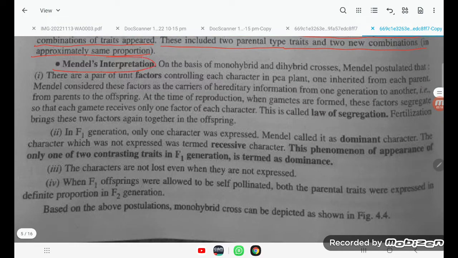What is Mendel's interpretation? On the basis of monohybrid and dihybrid crosses, Mendel postulated first, there is a pair of unit factors controlling each character in the pea plant, one inherited from each parent. Mendel considered these factors as the carriers of hereditary information from one generation to another, from parent to offspring. At the time of reproduction, when gametes are formed, these factors segregate so that each gamete receives only one factor of each character. This is called the law of segregation. Fertilization brings these two factors together again in the offspring.